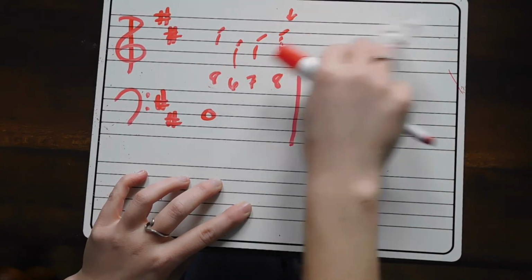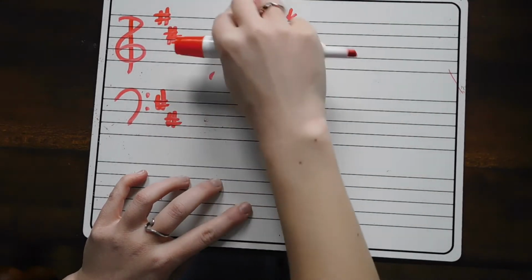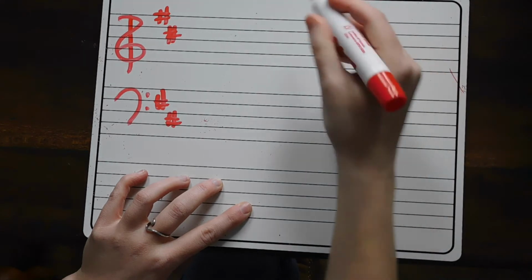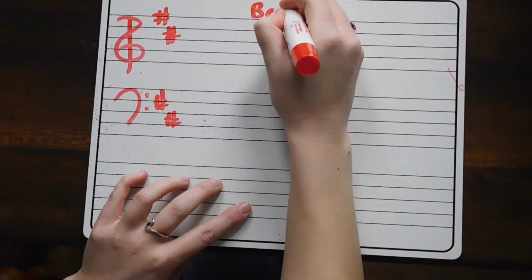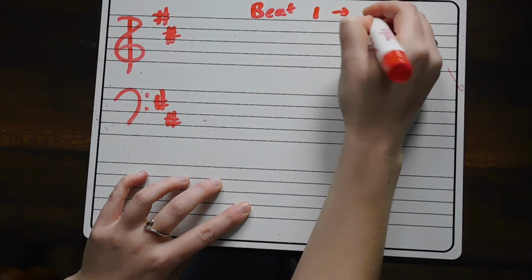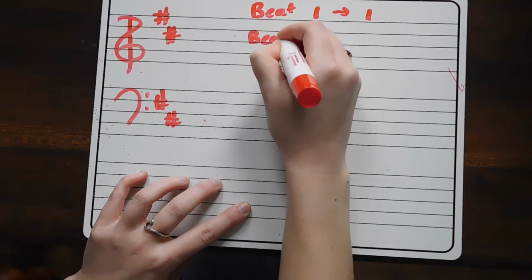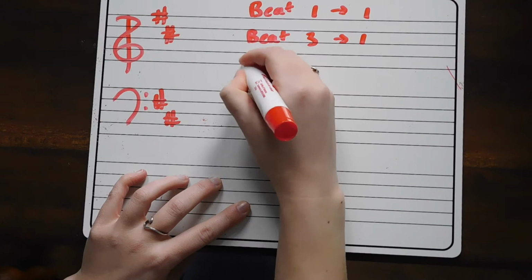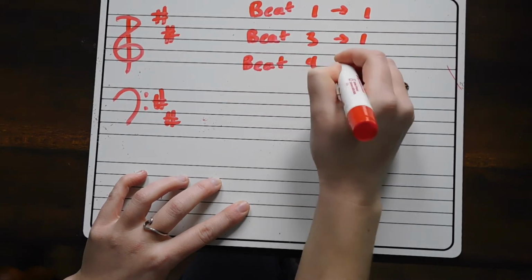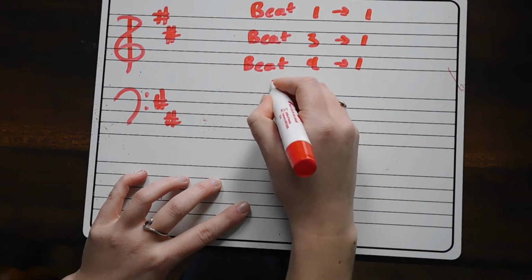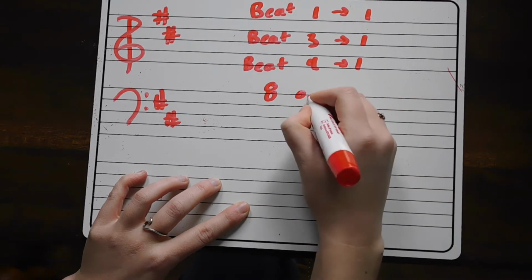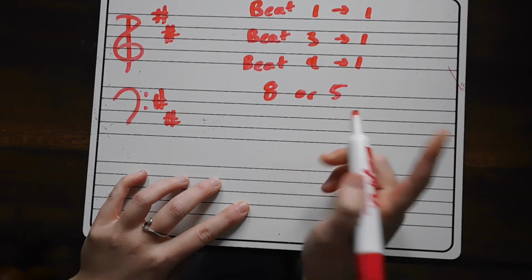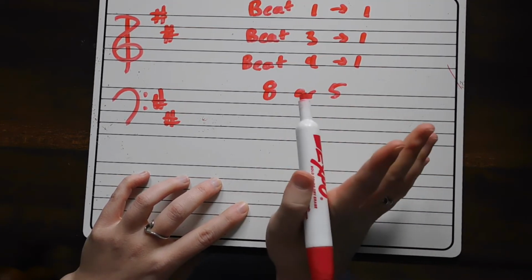So actually, if you want me to just write out a nice little list for you, it's kind of nice to visually see it. It's from beat 1 to beat 1 of the next measure, beat 3 and 1 of the next measure, and then beat 4 and 1 of the next measure that you can't have 2 8ths or 2 5ths in a row. So these are what we're calling the parallel octaves and the parallel fifths.